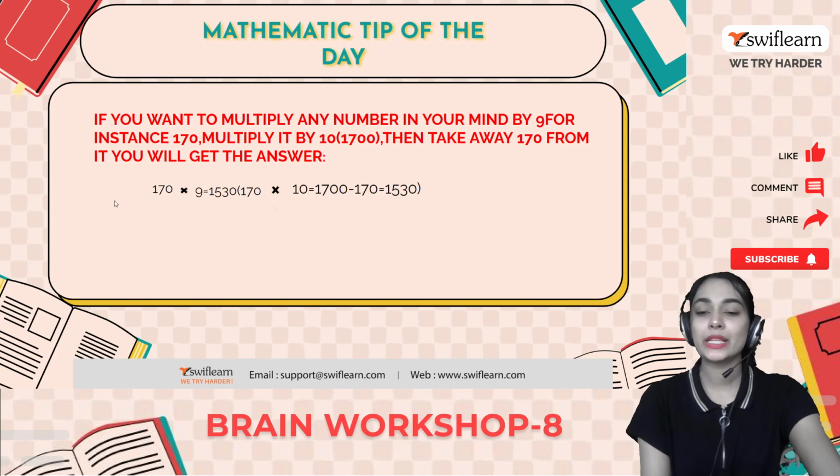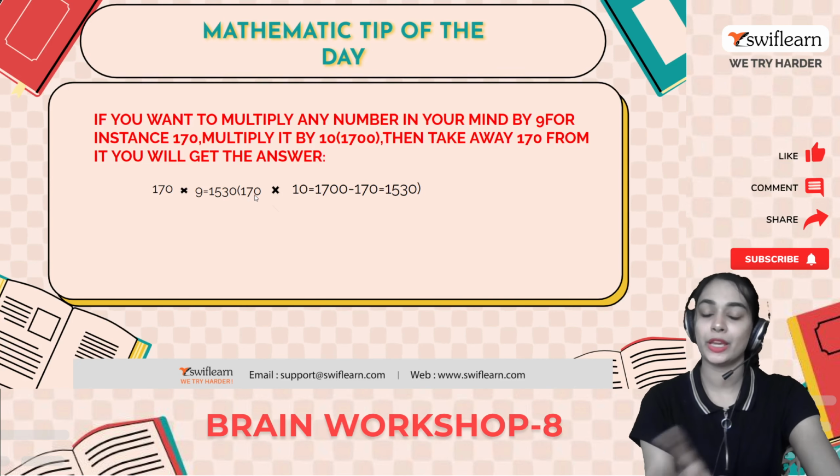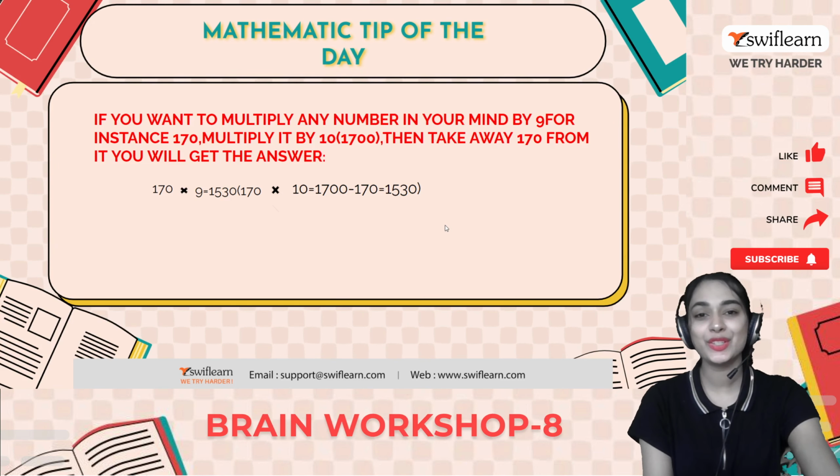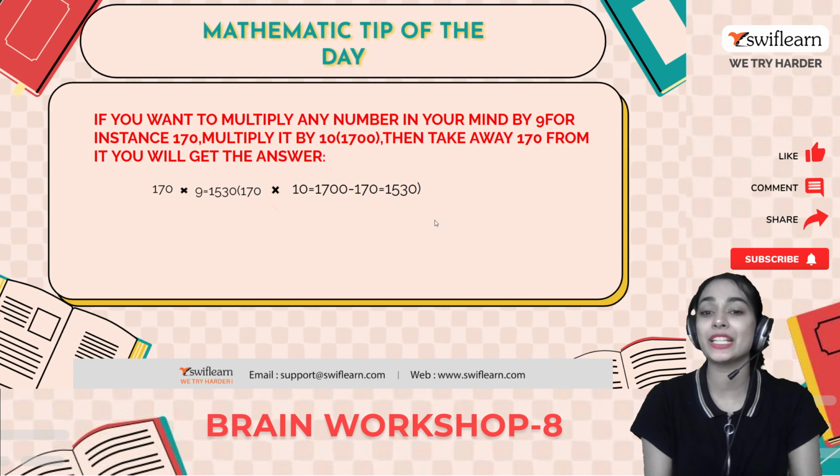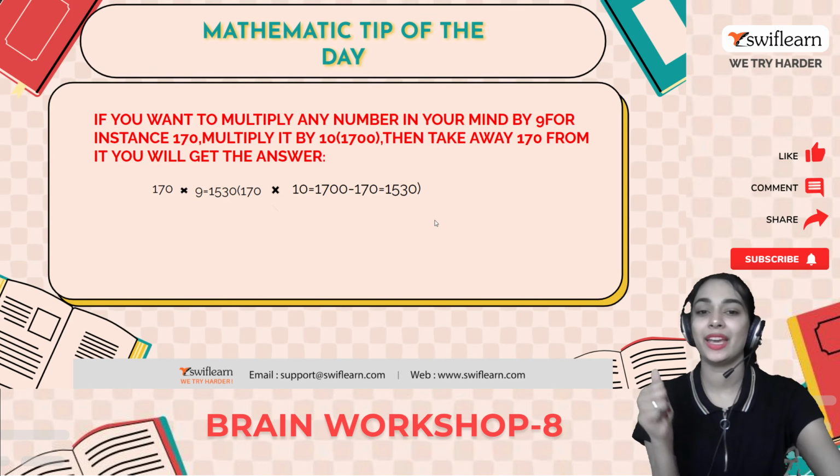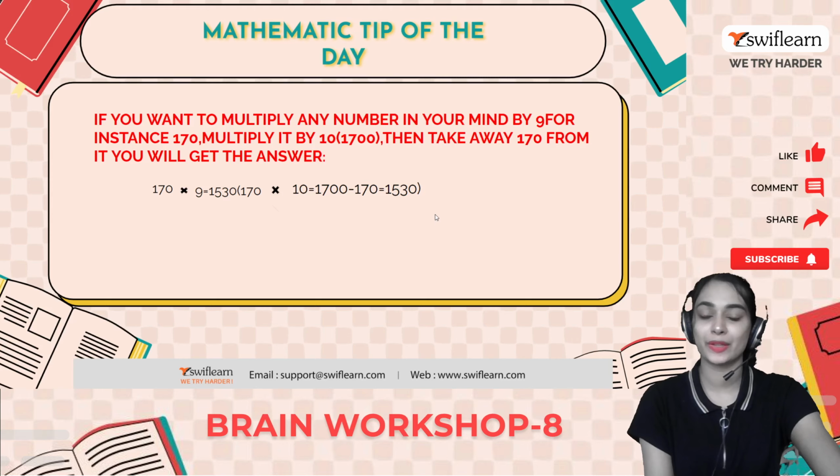Here 170 times 9 is equal to 1530. So by using the easiest way, 170 times 10 is equal to 1700, minus 170, which is equal to 1530. Good job. If you just do this activity and apply this technique, you will be able to do this one.